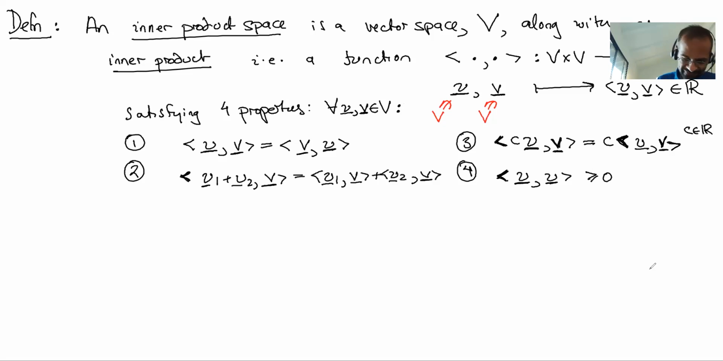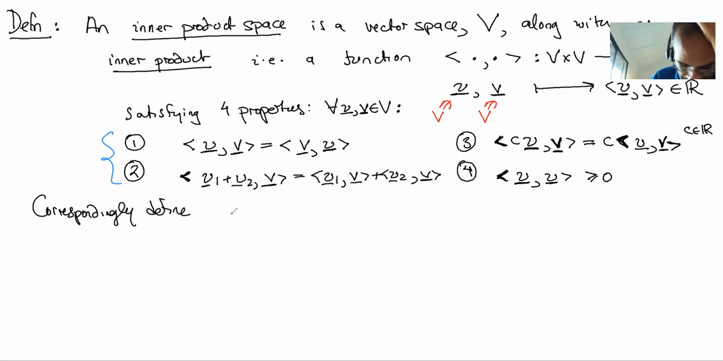Okay, so these should be familiar. You've been using these properties with the dot product all along. And now we're just saying, well, any function that has these properties, we're going to call that an inner product. And once you have this, you can correspondingly define some associated notions.